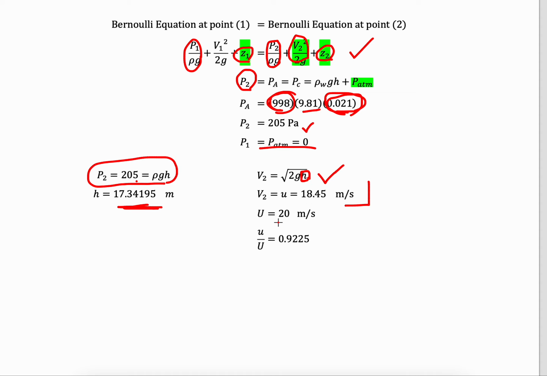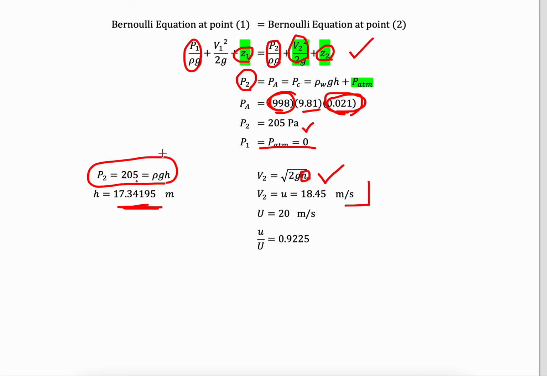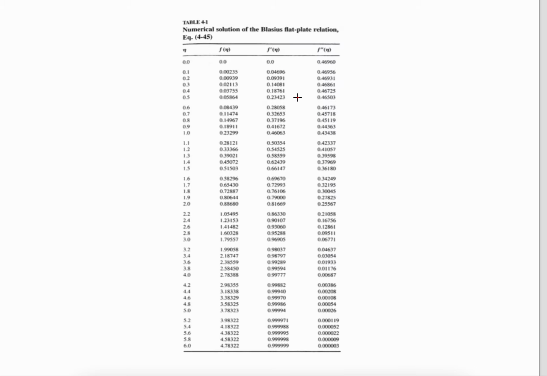So the capital U means the velocity at the inlet, before it flows on the surface. So it is 20 meters per second. So the ratio is 0.9225. From this value, we can look at the Blasius table. We know that the f prime here is equal to u over U.